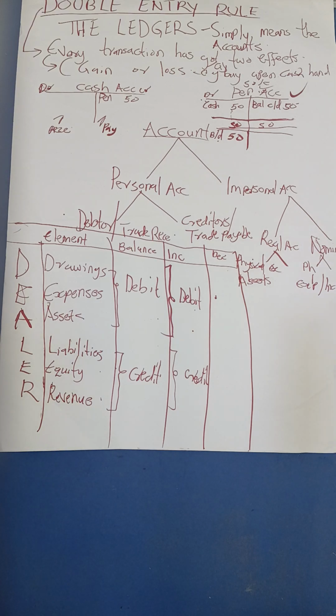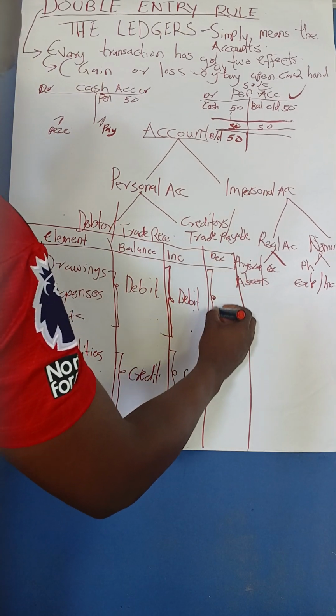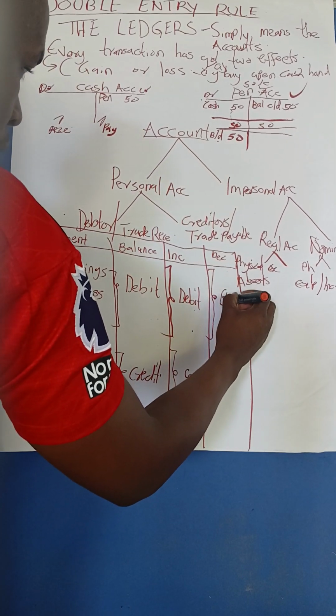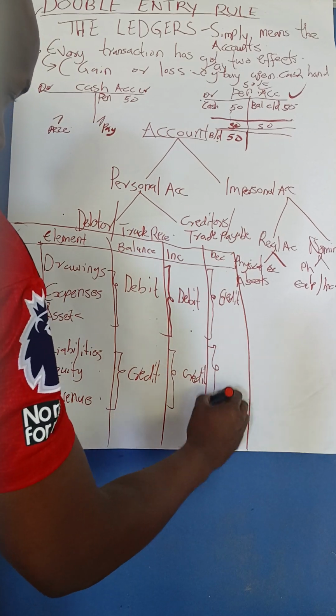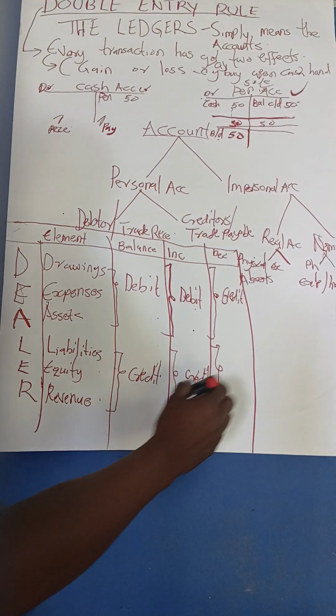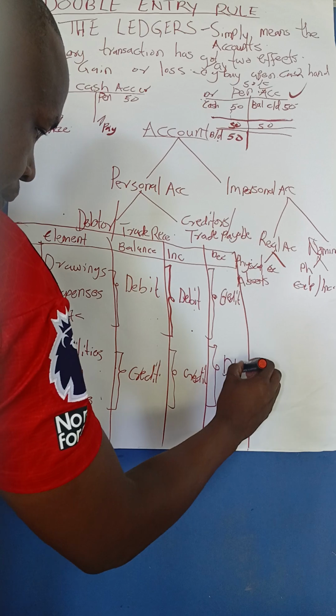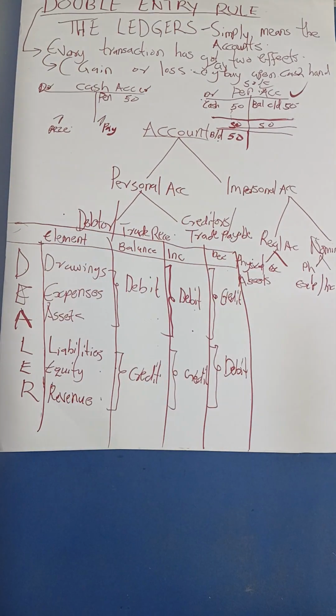Now, we will also have the case when they decrease. What about if they decrease? If they decrease, automatically we will do what now? We will credit the account. And if they do the opposite, if they increase, we will debit. I think now we are good to go.